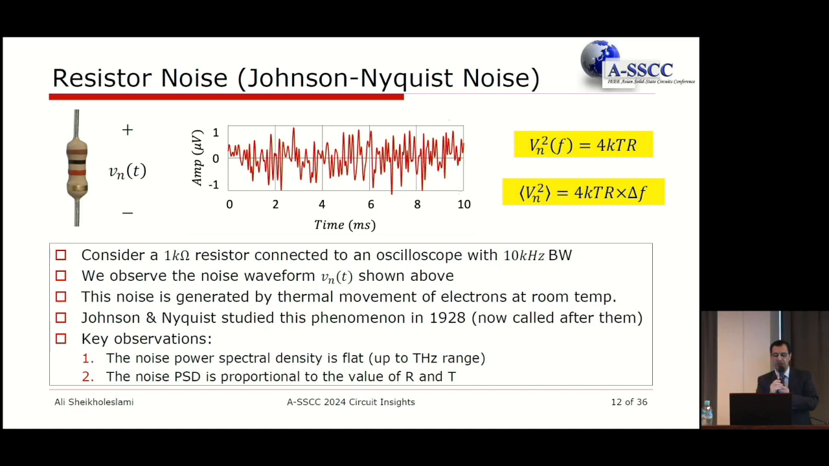And that voltage, for a 1 kilo ohm resistor, we've measured it with an oscilloscope that has a limited 10 kilohertz bandwidth, you will see a shape like this. So this is going between -1 volt to +1 volt. And so this was the subject of many studies. In fact, back in 1928, Johnson and Nyquist were the two who actually went ahead and characterized this. And it was almost 100 years ago, as you can see. And this is what they discovered.